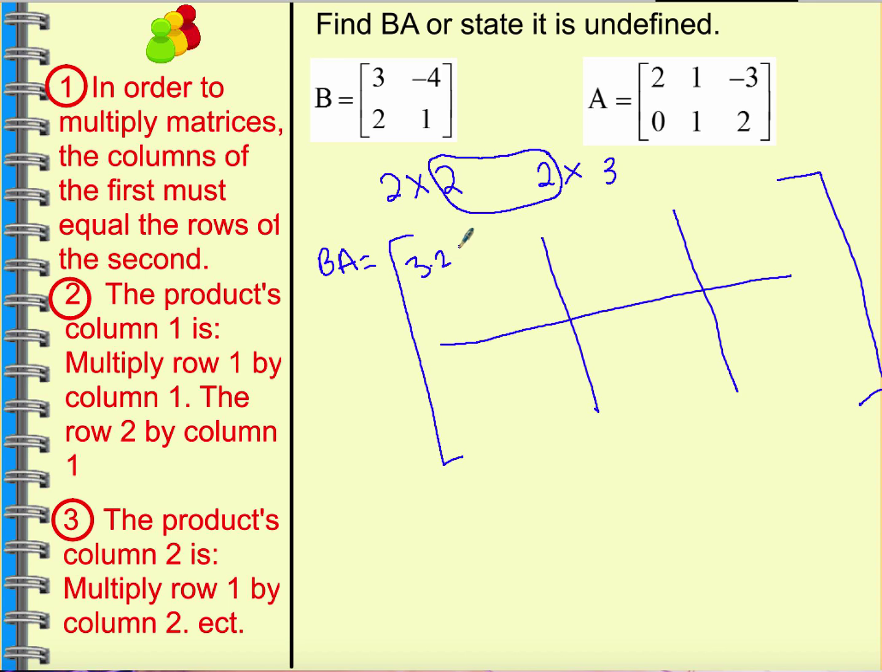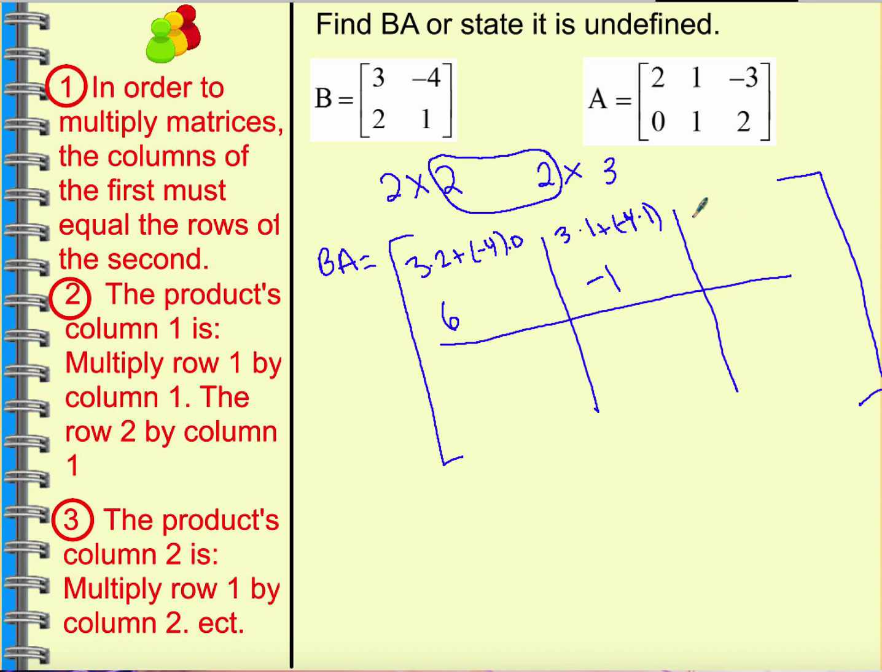3 times 2 plus negative 4 times 0. That's going to give me 6, because this is 0. Next, we've got same row, 3 times, but this time the second column, times 1 plus negative 4 times 1. Wow, my 4 looks terrible. Here we go. Sorry about that. And 3 plus negative 4 is negative 1.